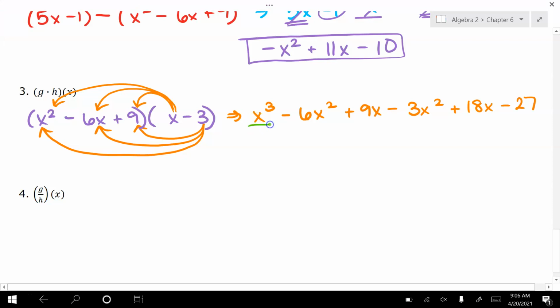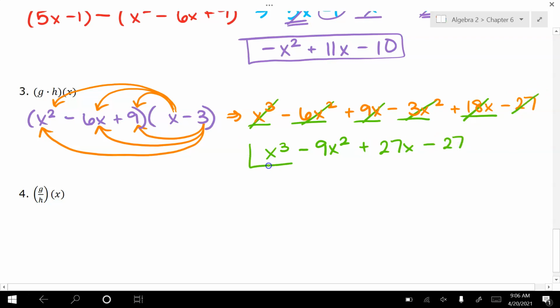So x to the third, I don't see any other x to the thirds, so that's going to be by itself. Now negative 6x squared and negative 3x squared, what would that be together? Good, so negative 9x squared. Your x's, what would be 9x plus 18x? Good, 27x. And then last would be that minus 27, because there's no other numbers.